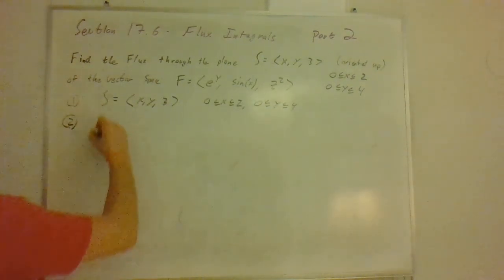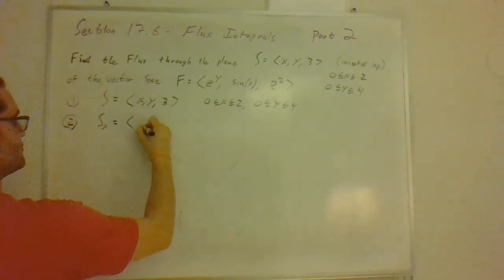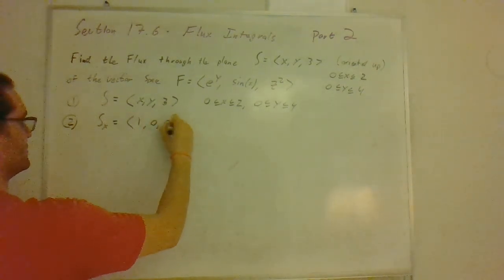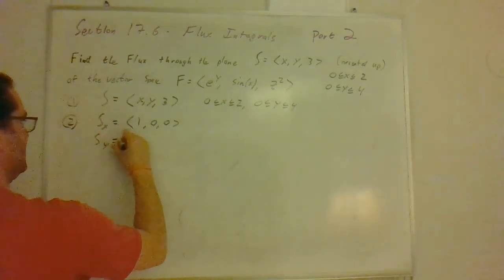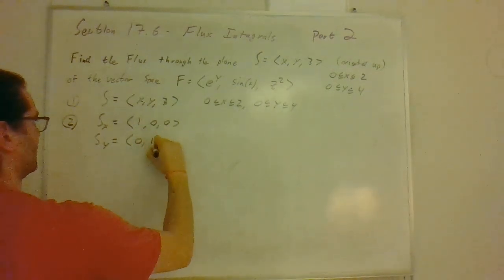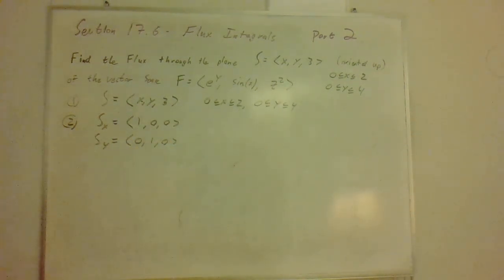In step 2, I need to find the derivative with respect to x, and that should be 1, 0, 0. And I need to find the derivative with respect to y, and that'll be 0, 1, 0. So very nice, simple, straightforward derivatives.